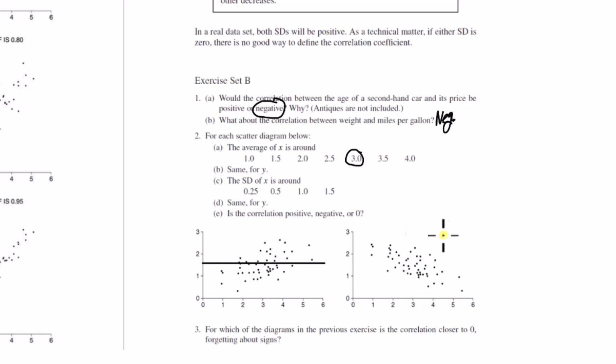Maybe here would be more closer to 1. No, 1.5. So 1.5 for both. Okay, the standard deviation of the X is around, so the average is around 3. Standard deviation looks to be around 1, probably 1. I think 1.5, could be 1.5.